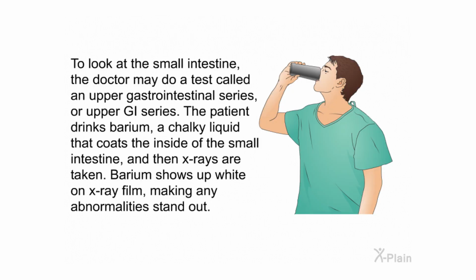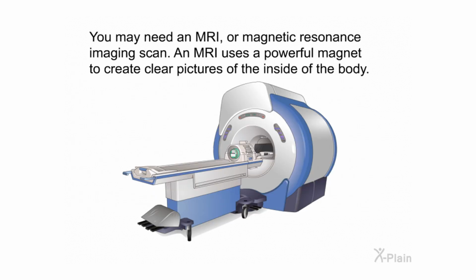To look at the small intestine, the doctor may do a test called an upper gastrointestinal series, or upper GI series. The patient drinks barium, a chalky liquid that coats the inside of the small intestine, and then x-rays are taken. Barium shows up white on x-ray film, making any abnormalities stand out. You may need an MRI, or magnetic resonance imaging scan. An MRI uses a powerful magnet to create clear pictures of the inside of the body.